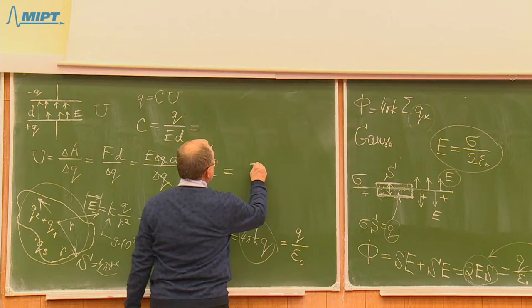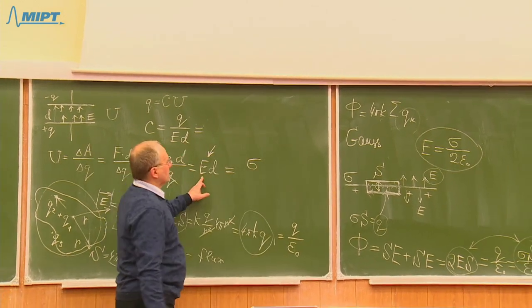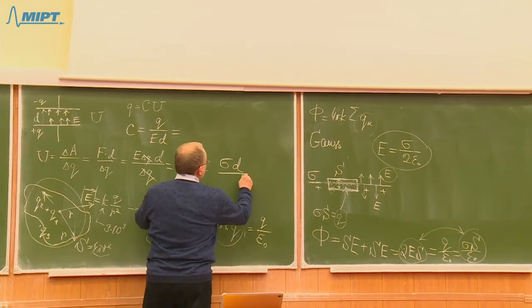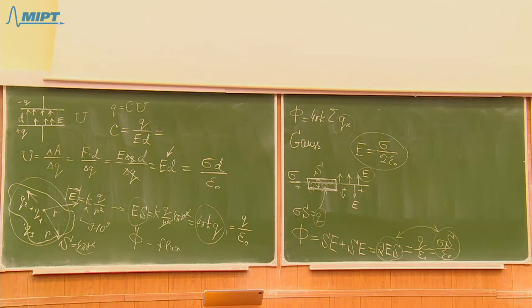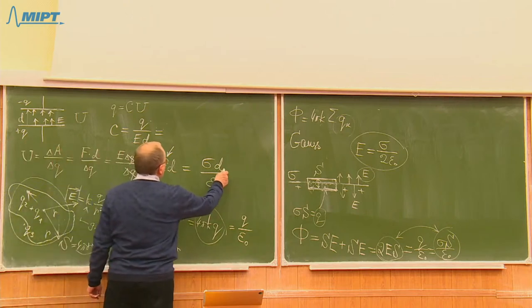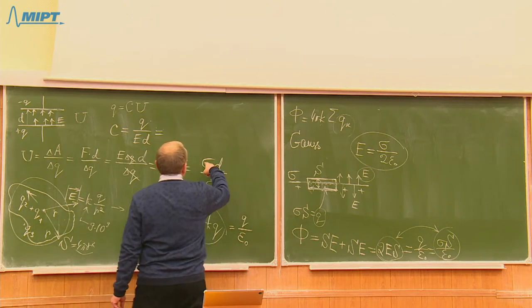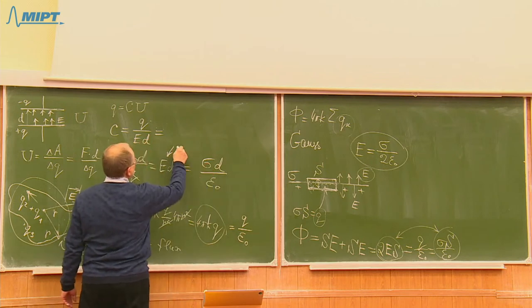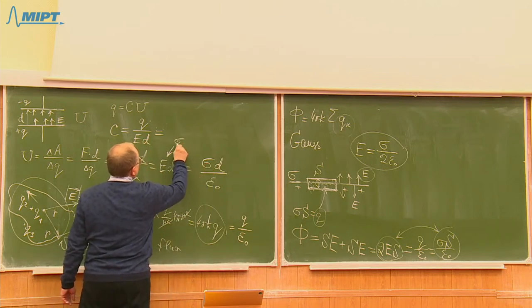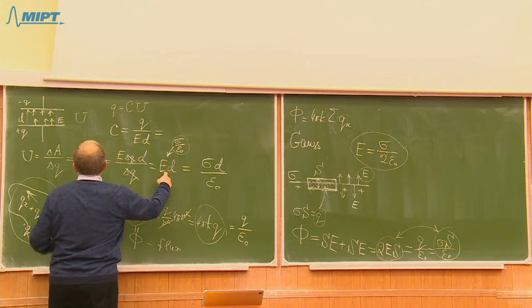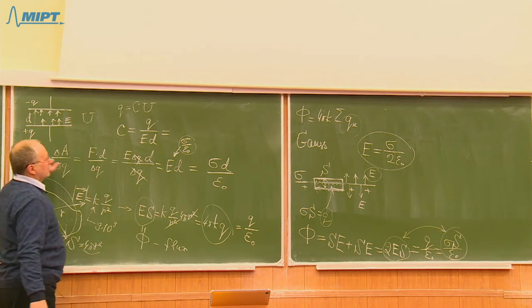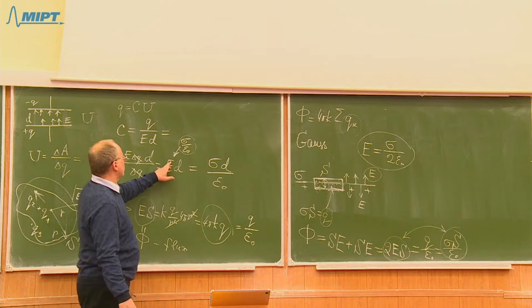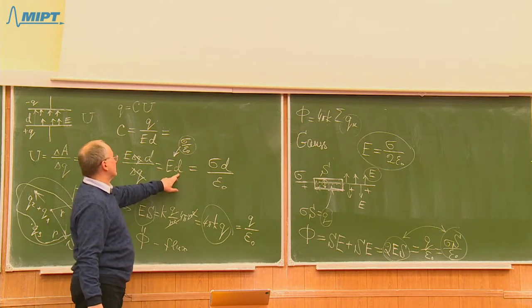That will be expressed as sigma divided by the electrical constant epsilon zero. That is the electric field inside the capacitor. And this formula gives us the potential difference between the capacitor plates. The potential difference will be equal to the electric field multiplied by the distance between the plates.